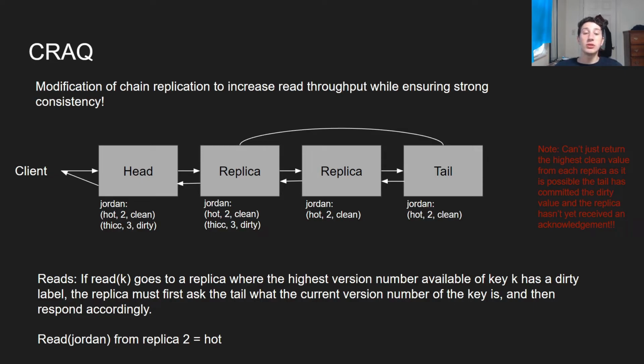So it's going to go ahead and contact the tail node, and what's going to happen is the tail node says, oh, actually, the highest version I currently have says that the value is hot. So the replica is going to say, okay, I'm just going to return hot.